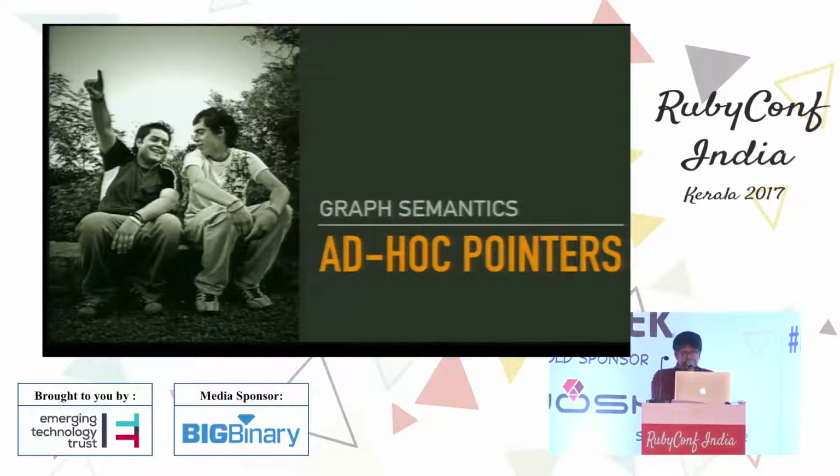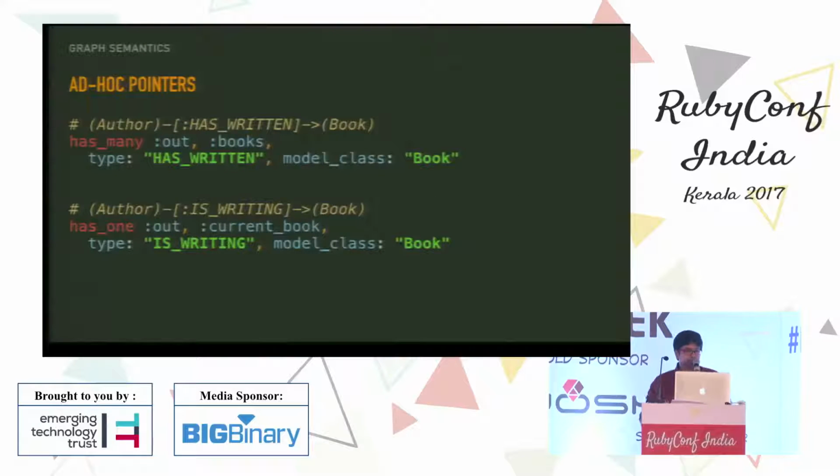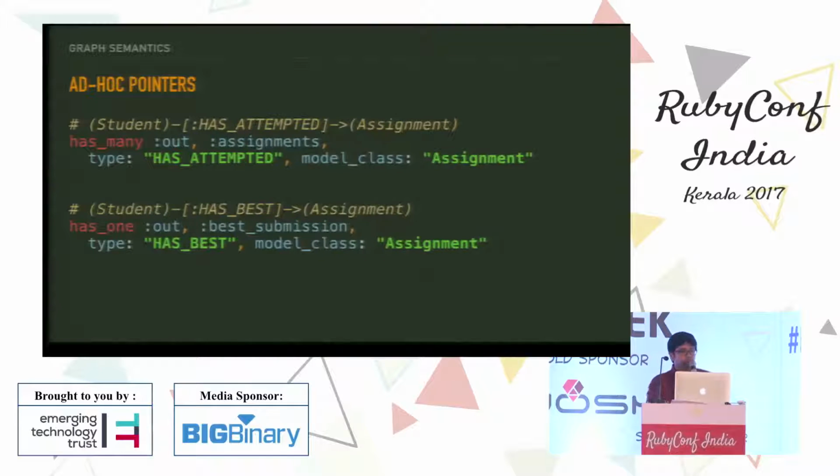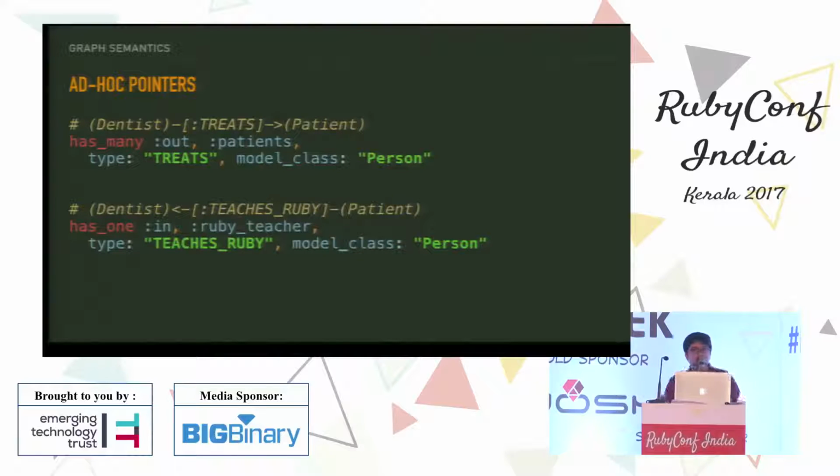That brings us to the next semantics, what I'm calling ad hoc pointers. Let's say the author has many books, and we always want to know what the current book she's working on is. That could be expressed using this. Or for example, a student has attempted many assignments, and we always want to know which was the best assignment out of those. Or for example, a dentist treats many patients, but only one ends up teaching Ruby to her.